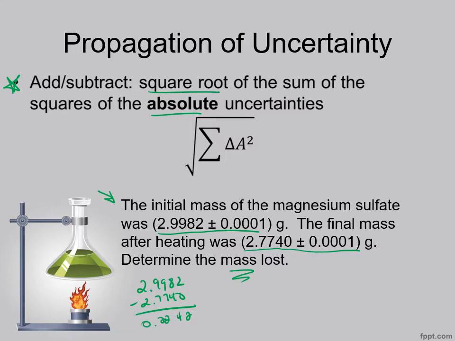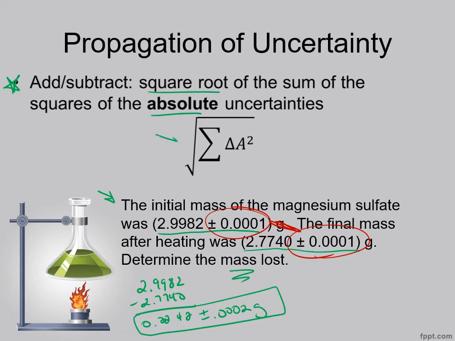But that plus or minus uncertainty, we have two options. The much better option is to just add those two guys together. So I'm going to add my two uncertainties when I add and subtract. 0.0001 plus 0.0001 is going to be plus or minus 0.0002 grams. This will be my value with absolute uncertainty.